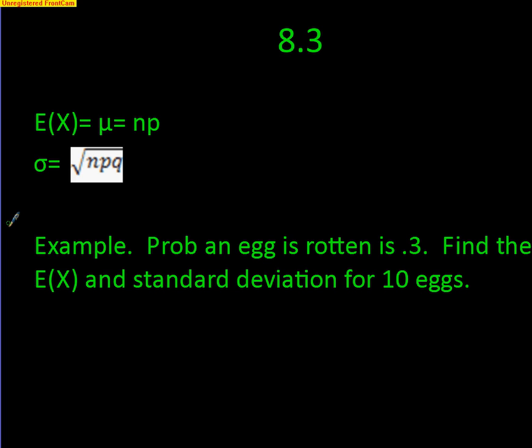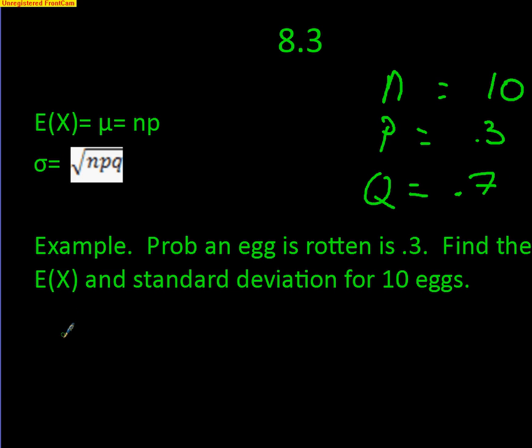Okay, so for the expected value, again, remember, make our shopping list. We're going to need n's, p's, and q's for this adventure. So n is our sample size, which is 10. p is the probability of success, and here we're defining success as a rotten egg, and that's 0.3. And q is 1 minus success, so 1 minus 0.3 is 0.7.